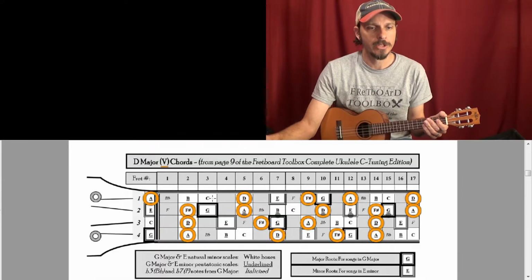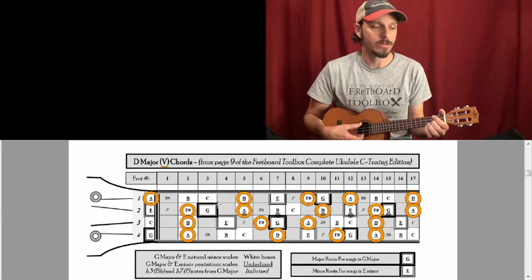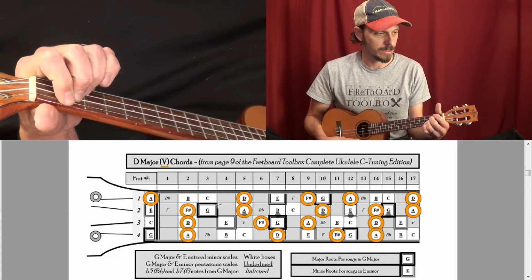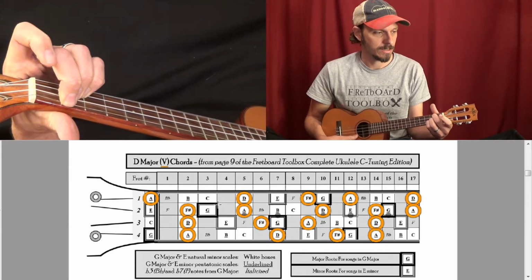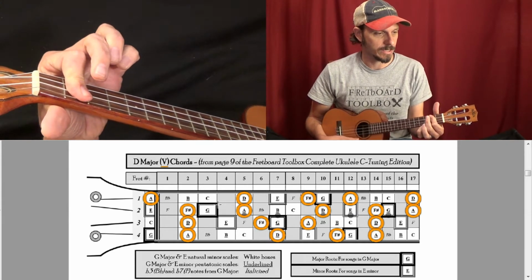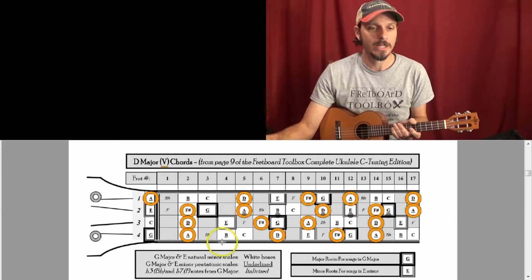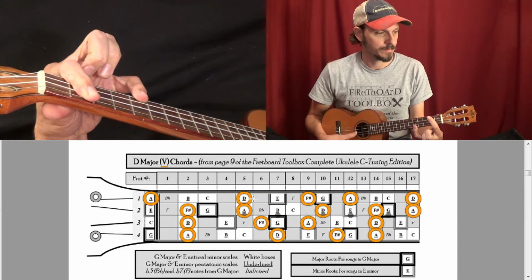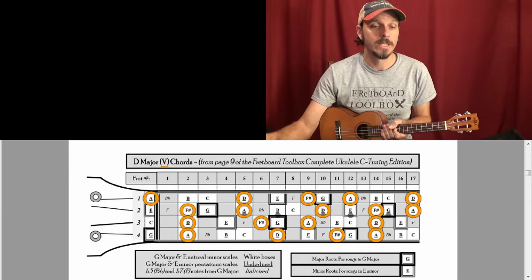For D major, it's made of D, F sharp, and A notes. I'm going to hold it like this. You may play it like this, or like this, or with one finger like this. But in any way you play it, you need to hit these 3 notes and leave this one open. You can also grab this D up here, like this. So that's the D major.